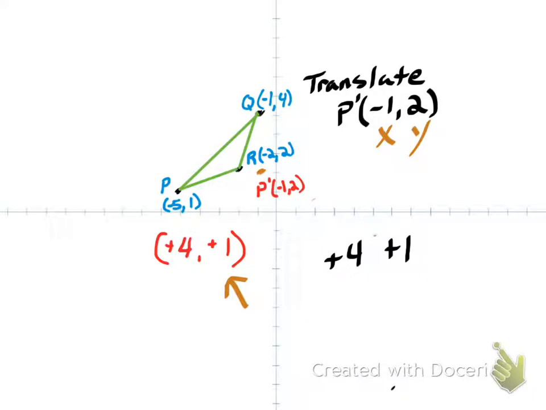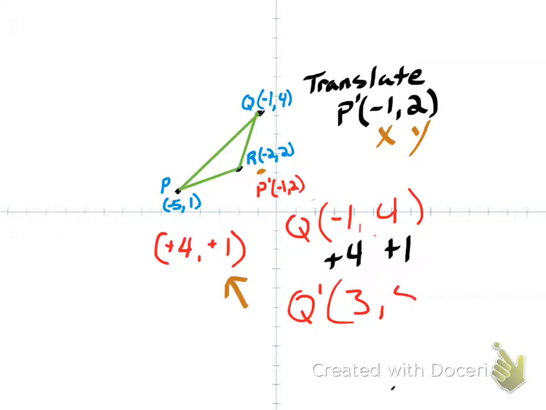And now we're going to try Q. Q is negative 1, comma 4. So it should change the same amount. It should translate or slide the same way. So I'm going to add 4 to negative 1, and I get 3. 4 plus 1 is 5. So it should translate to 3, 5. So 3 for x, 1, 2, 3, and up 5: 1, 2, 3, 4, 5. So there's my new Q.